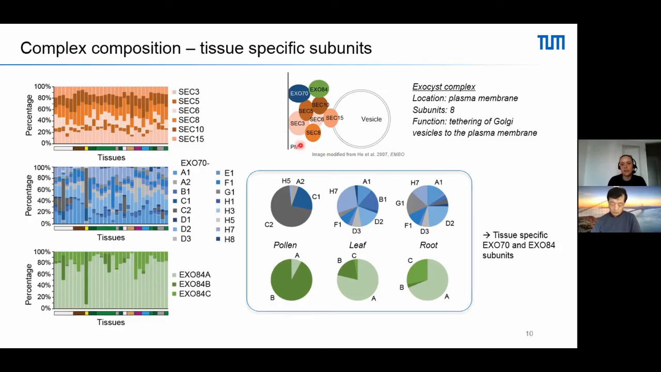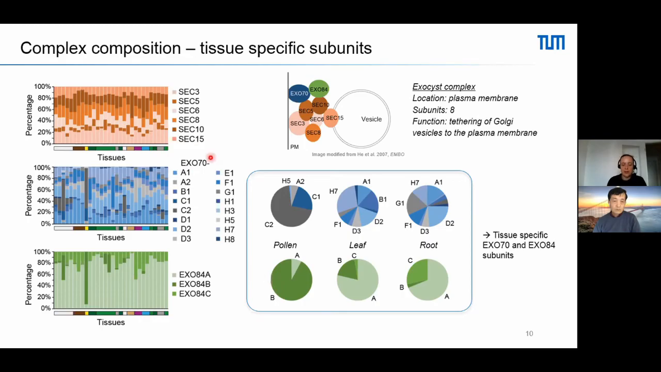SEC subunits, which are quite stable in abundance across all of the different tissues. And we have 2 variable subunits, EXO84 and EXO70. If we look at EXO84, this subunit exists in 3 variants, A, B, and C. And we can see that in most of the tissues, EXO84A is the dominant subunit. However, for the pollen sample, we can see that here EXO84B is the more important subunit.